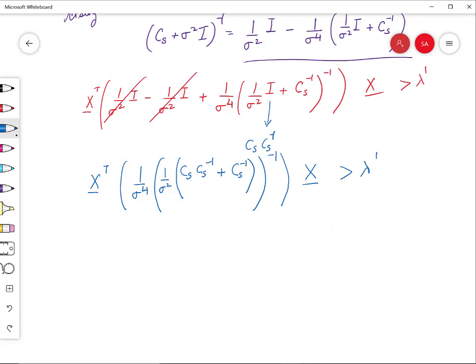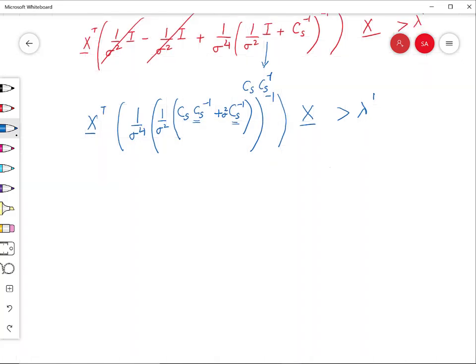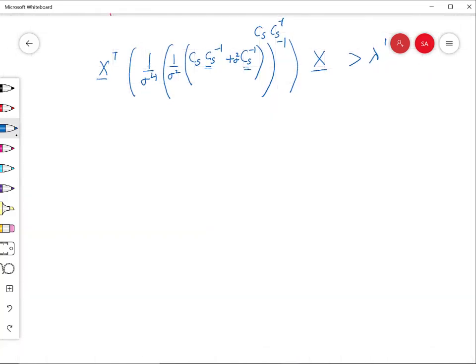All right, now what I can do is I can take the C_s inverse outside. When you take sigma square outside, you have to multiply it here with sigma square, so let me multiply it with sigma square, and let me take the C_s inverse also outside. So let's do that. So this implies x transpose of 1 over sigma power 4.